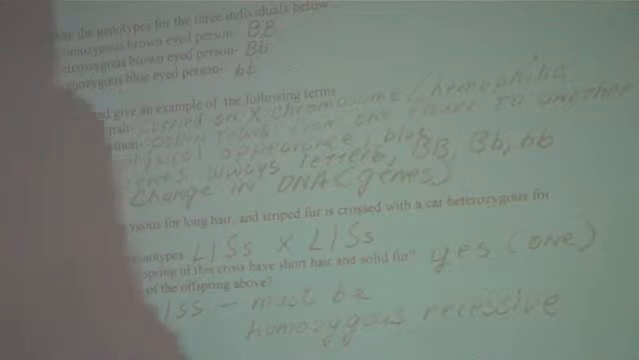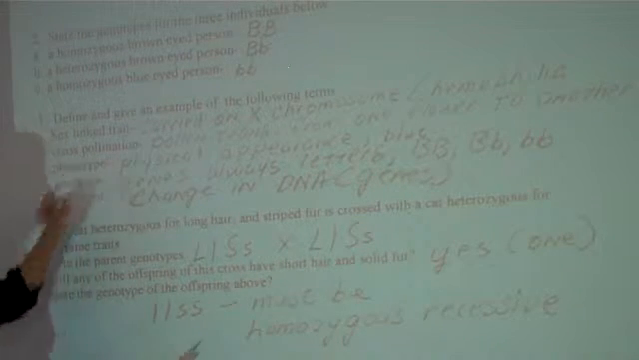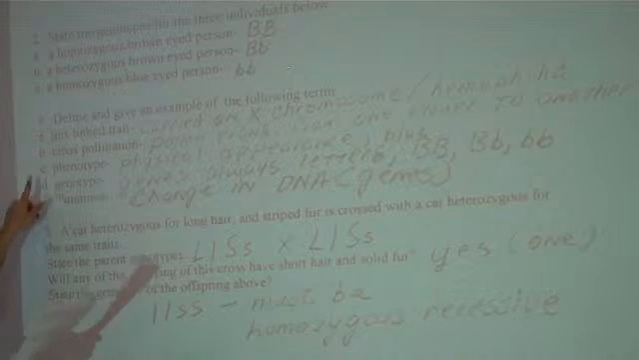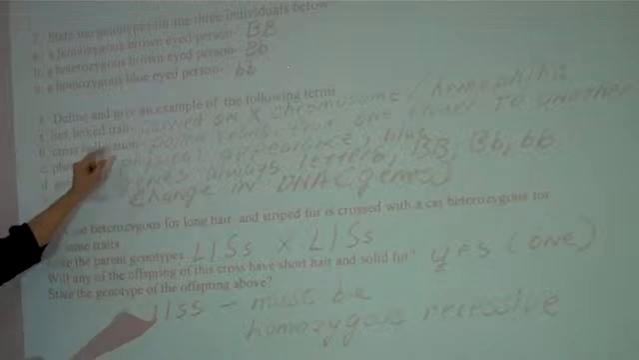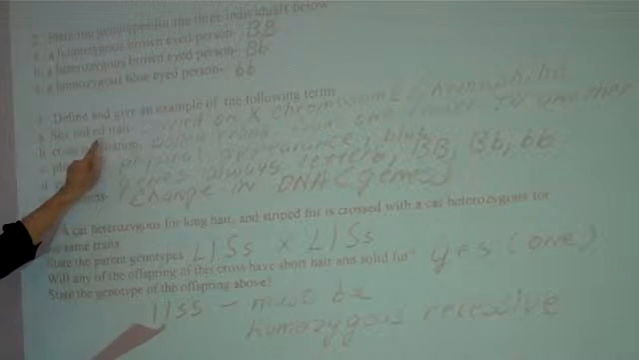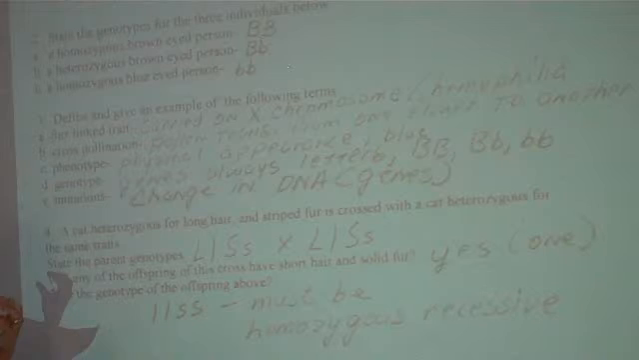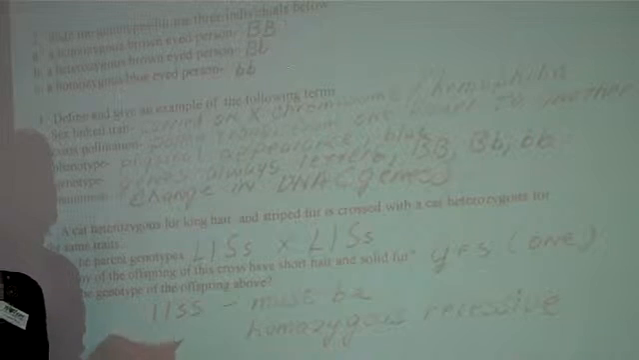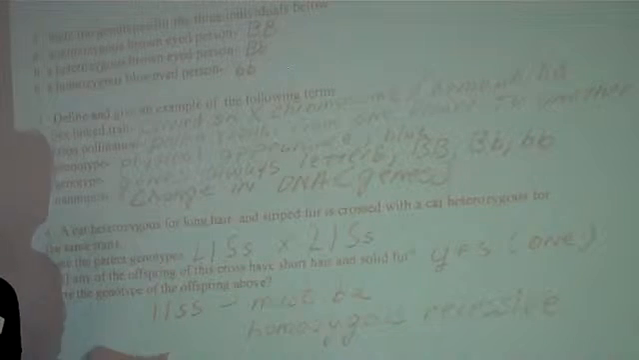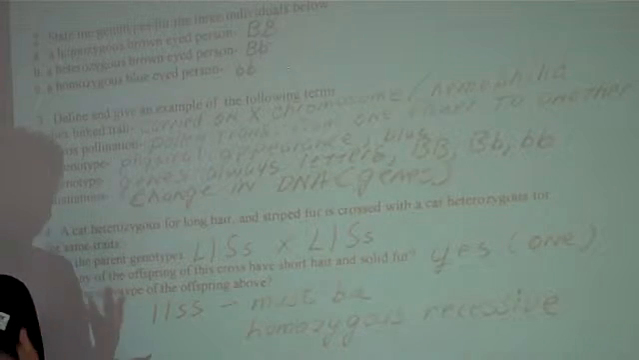The next question. Define and give an example of the following terms. Sex-linked trait. Sex-linked traits, you remember, are carried on our X chromosome. Hemophilia is a primary example of a sex-linked trait. You looked at a pedigree in class, and we talked about how that particular trait was very common in the British royal family.